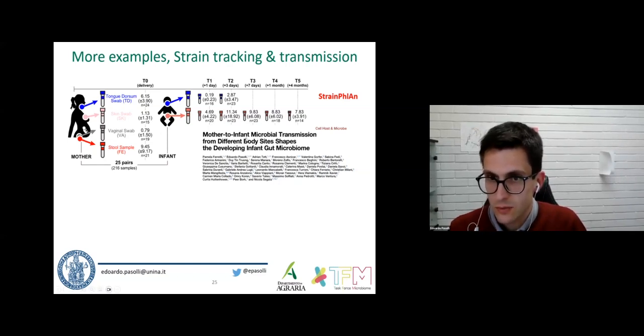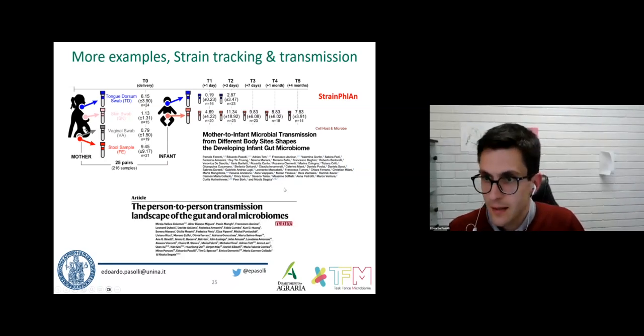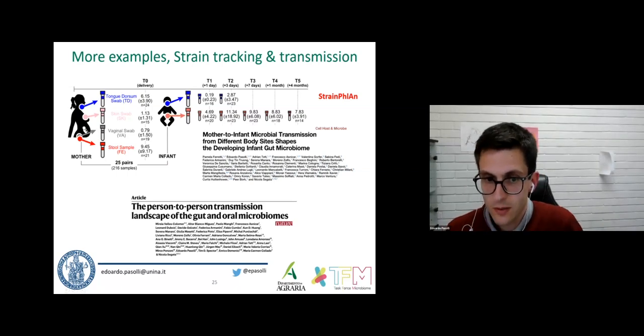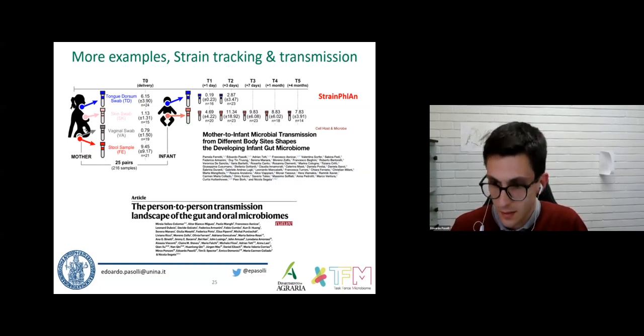There was the importance of doing strain tracking, for example, in mother-to-infant microbiome transmission, also considering multiple body sites. And I would say in the last years, this tool was also applied to perform person-to-person transmission of the microbiome. And of course, these are tools that can be used in any other type of application that implies the identification of strains across time points or persons.